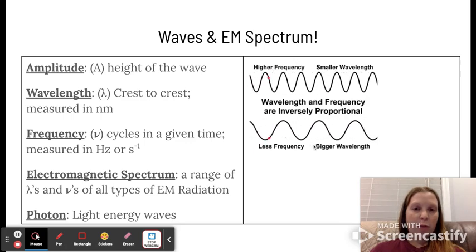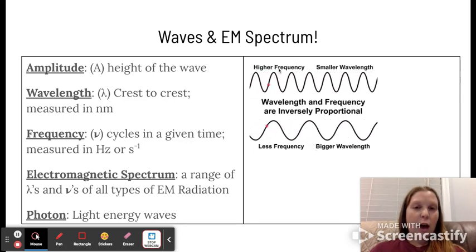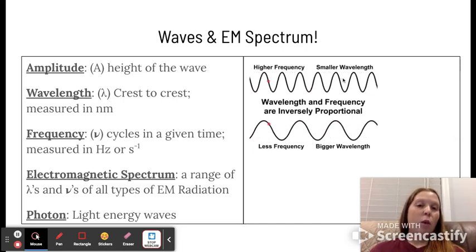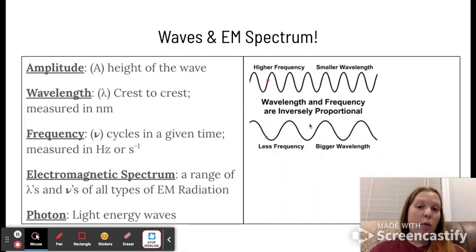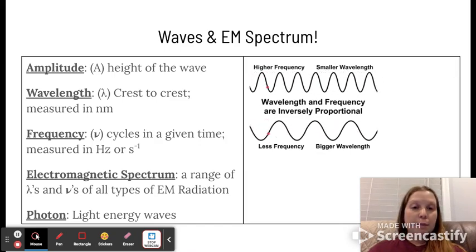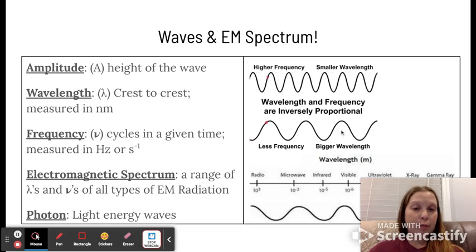So this is what a wave looks like, okay? You can see high frequencies are when our waves are closer together, which means our wavelengths are very short. Low frequencies are when our waves are very far apart, which means they have longer wavelengths. So you can tell that they are inversely proportional here.